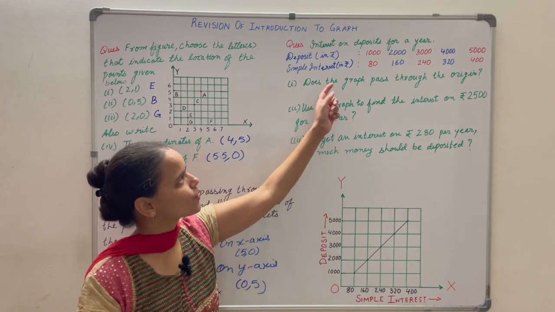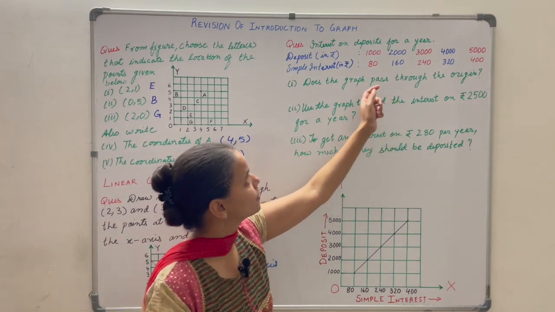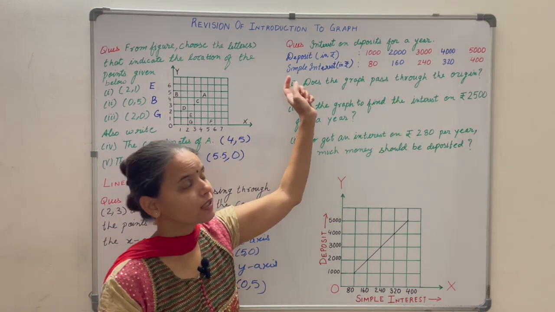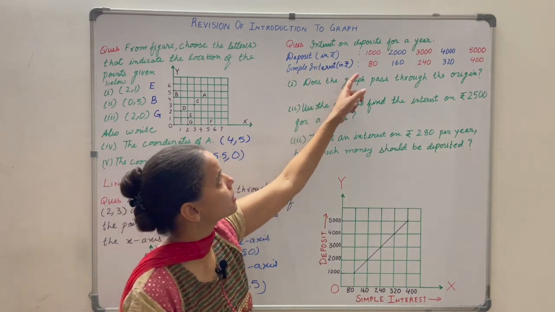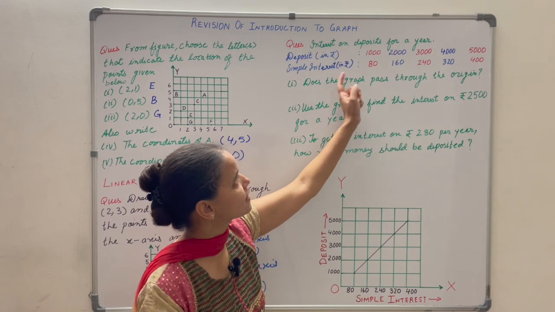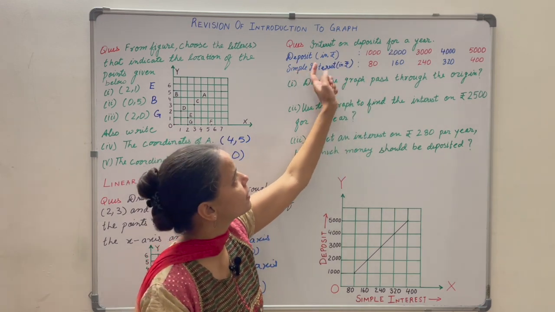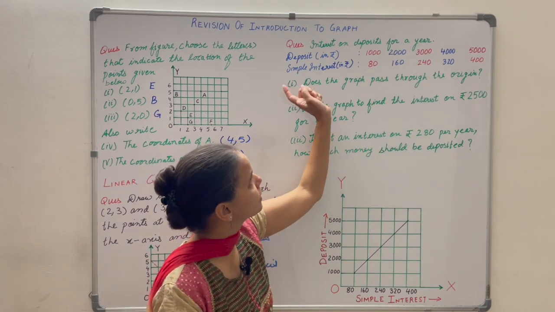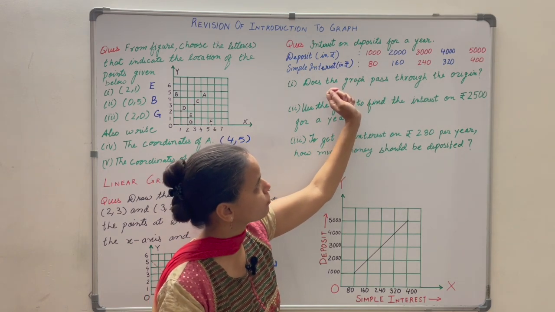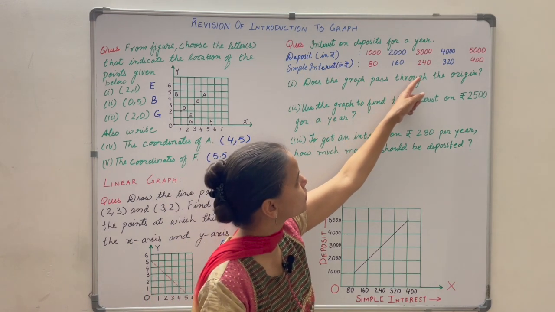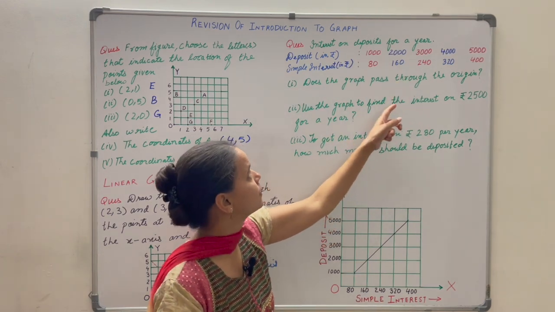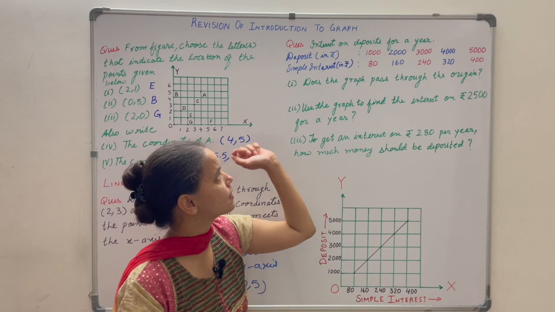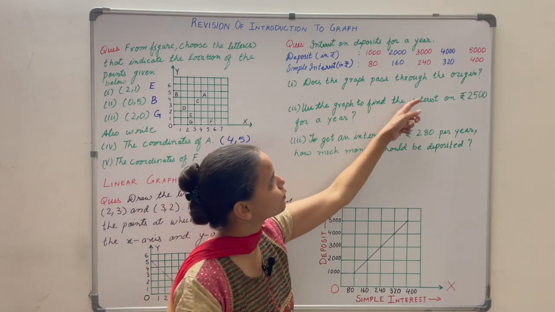Question. Interest on deposits for a year. So this table is showing the interest on deposit for 1 year. So when deposit is 1000 rupees, interest is 80 rupees. When deposit is 2000 rupees, interest is 160 rupees. When deposit is 3000 rupees, interest is 240 rupees and so on. So the first question asked here is, does the graph pass through the origin?